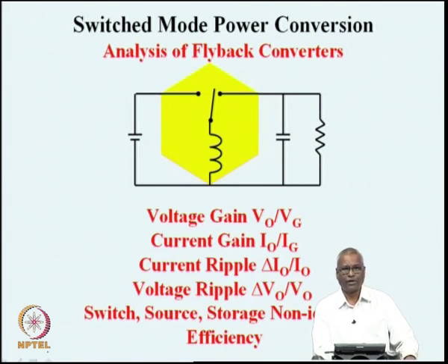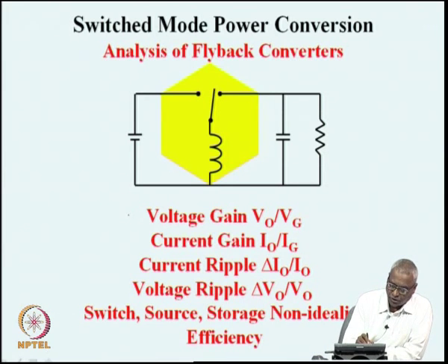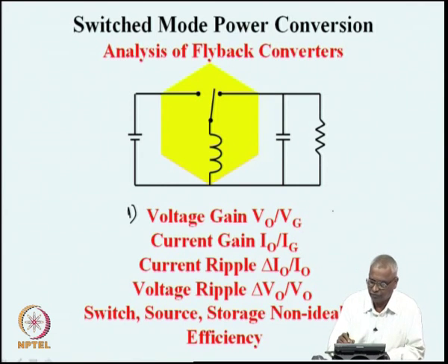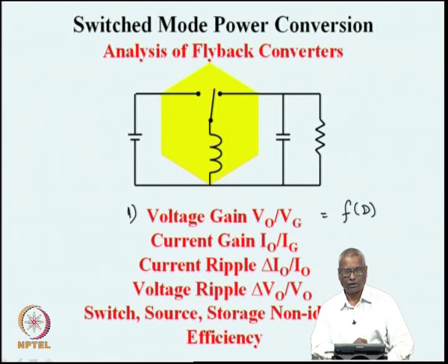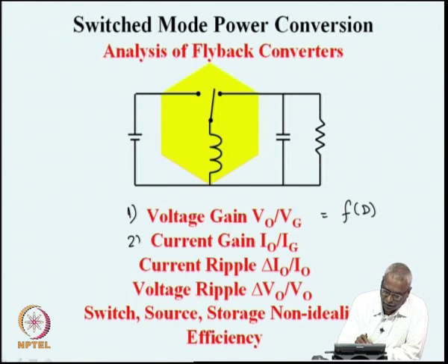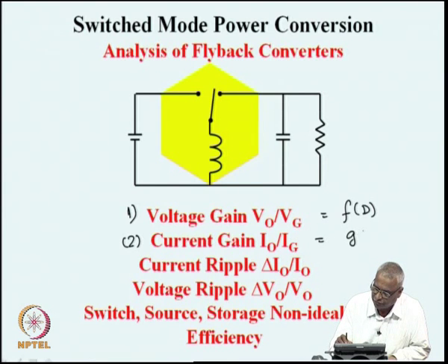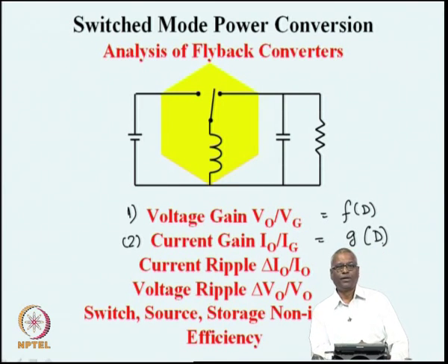And we had seen that the steady state analysis of all these converters consists of the voltage gain V naught by V g as a function of the duty ratio D. This is one of the first things that we would like to find out. And similarly, the current gain, or the output current to input current ratio, again as a function of D. These are the desirable characteristics of the power converter, but the converter has a number of undesirable characteristics.